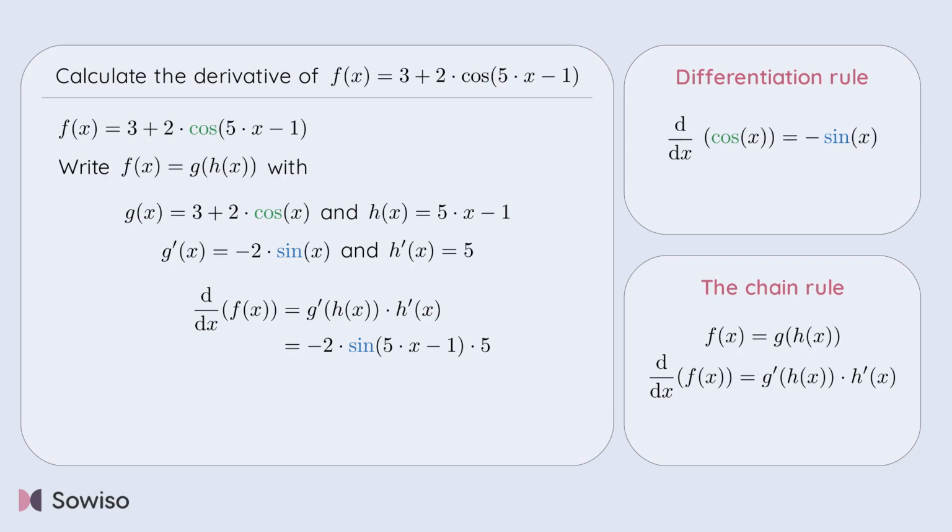We can simplify the constants multiplying the sine and rearrange the terms. We obtain that the derivative of 3 + 2 cos(5x - 1) is equal to -10 sin(5x - 1). This concludes our examples. Thanks for watching.